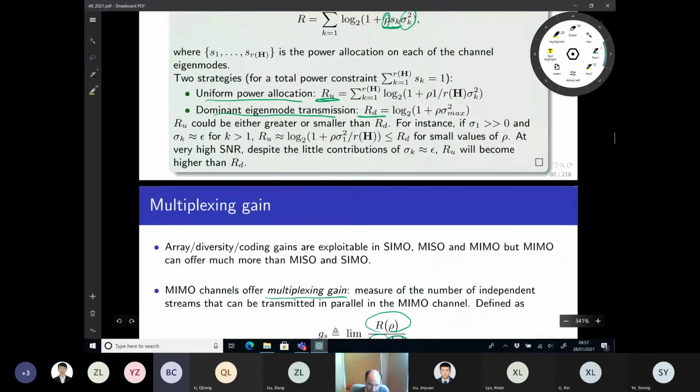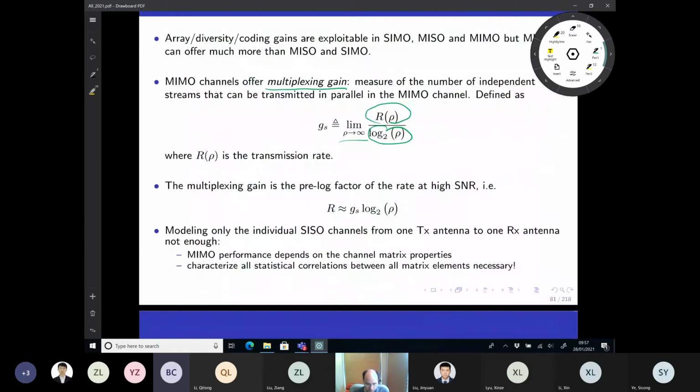Right, multiplexing gain, very important. And typically it is measured at high SNR. You can measure it at finite SNR, the slope of the rate versus the SNR, but it is easier to see it at high SNR.